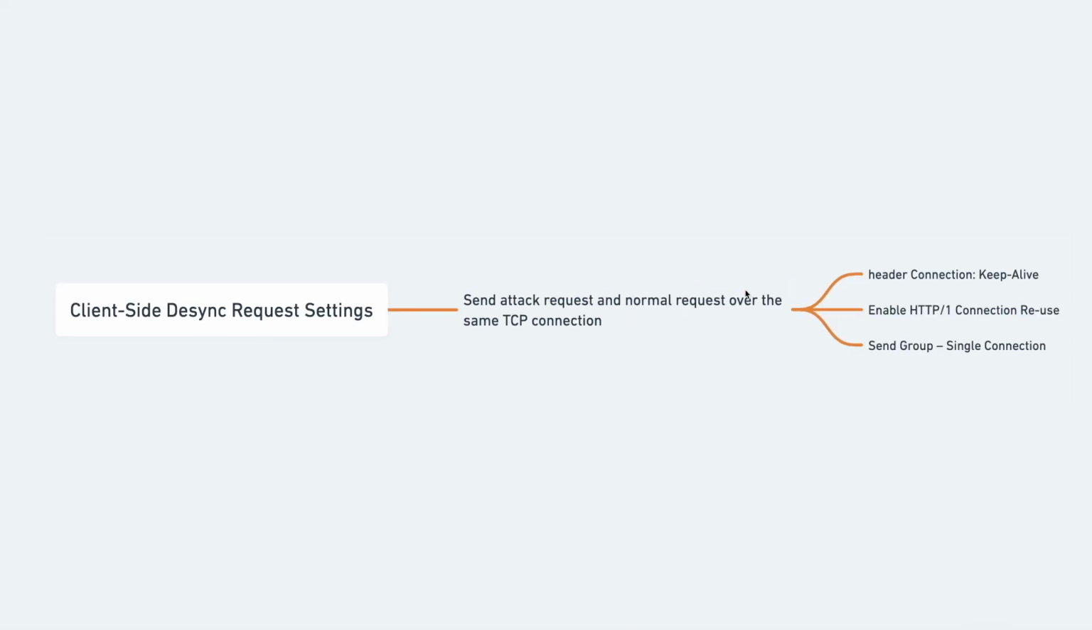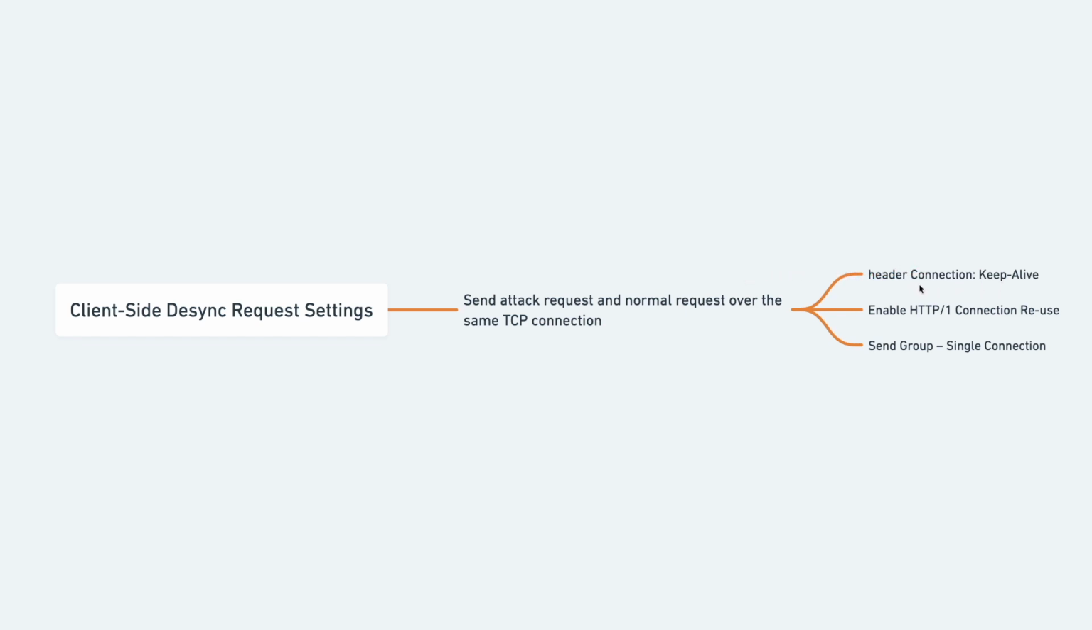Now, once we've found that endpoint, there's one more thing to keep in mind. If we want to later apply this through the browser, we want to make sure that we edit our request settings so that we can send our attack request and our normal request over the same TCP connection. But to do that, we need to set in our attack request the connection header to the value of keep alive.